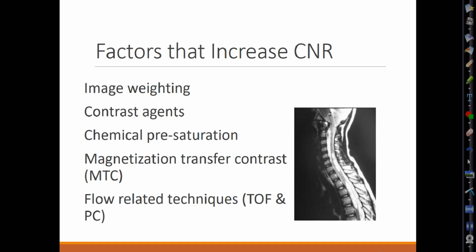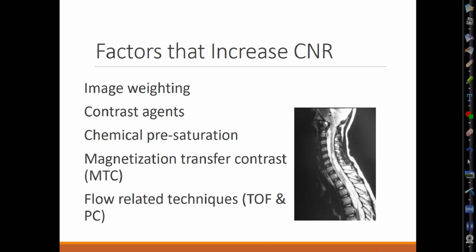Our contrast agents. So I'll show you some images pre-contrast, and I'll show you some images post-contrast, how your eye gets drawn to that contrast material. Chemical pre-saturation. Our post-contrast images are usually fat-satted, so all our adipose tissue and the fatty bone marrow get nulled out also. And then we also have what we call magnetization transfer contrast. We'll talk about these later on in subsequent chapters, but I just wanted to briefly mention them here. And then flow-related techniques.